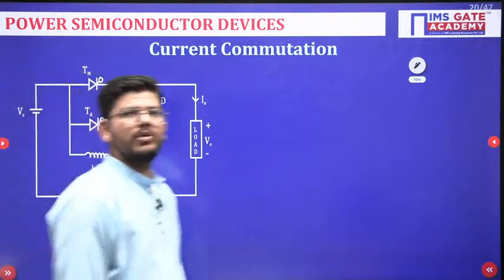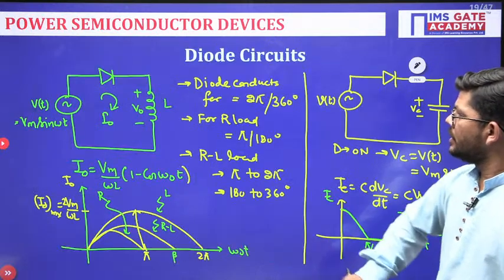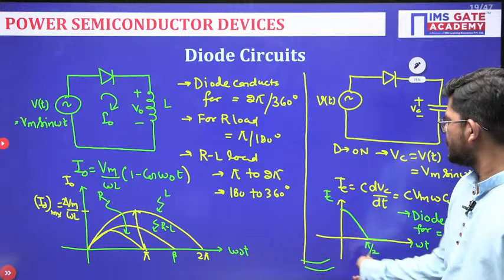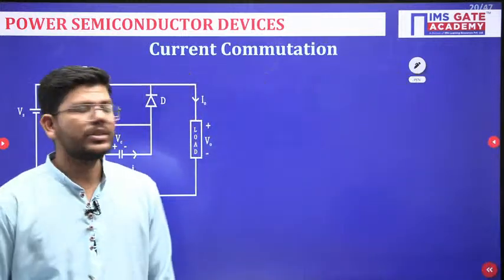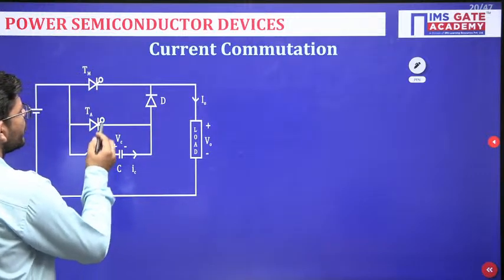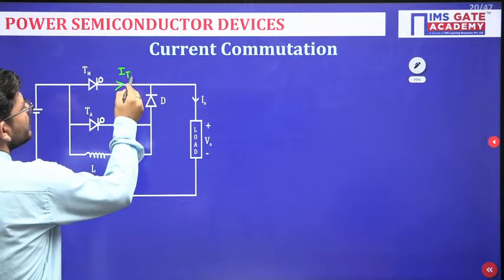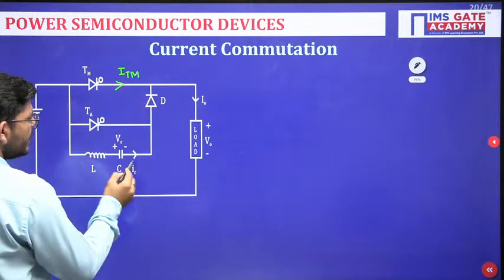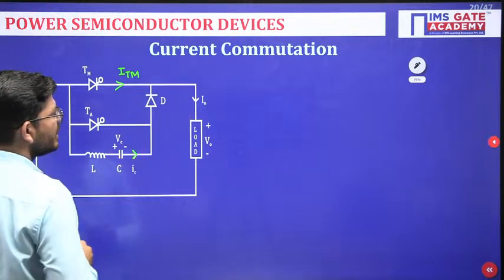Then let us talk about the current commutation circuits. Diode circuits are discussed. Now let us talk about the current commutation circuits. So this is the current commutation circuit that we have. What you can see here is, let me call this current ITM, and then we have this current which is IC, and the other current is I naught.